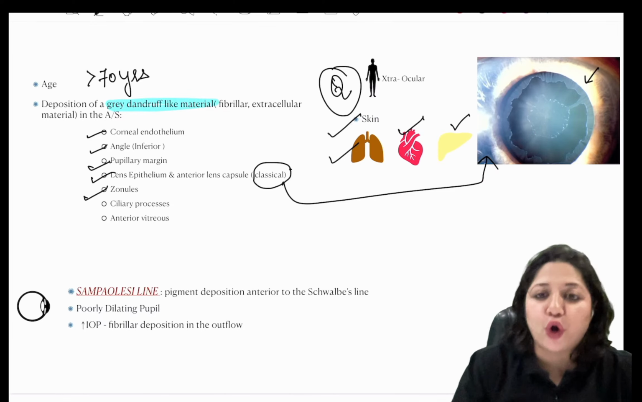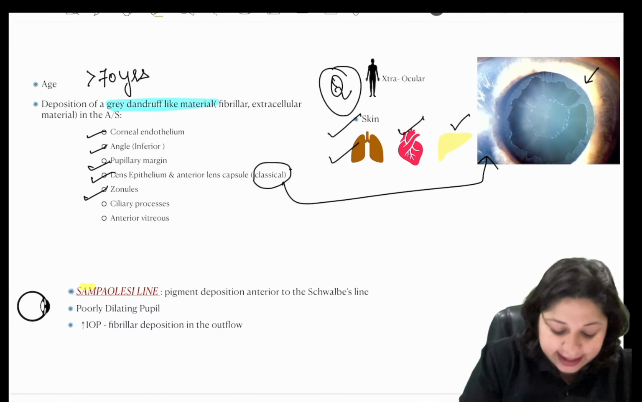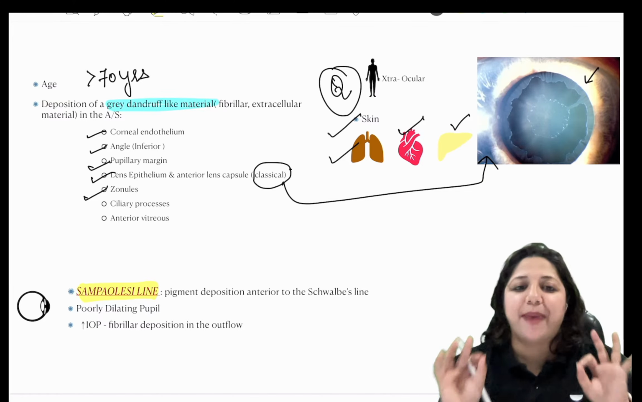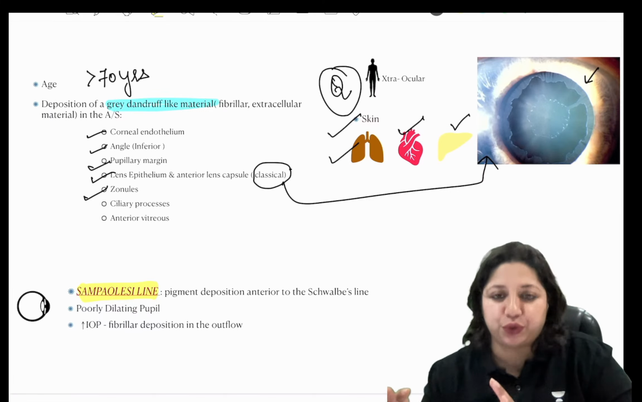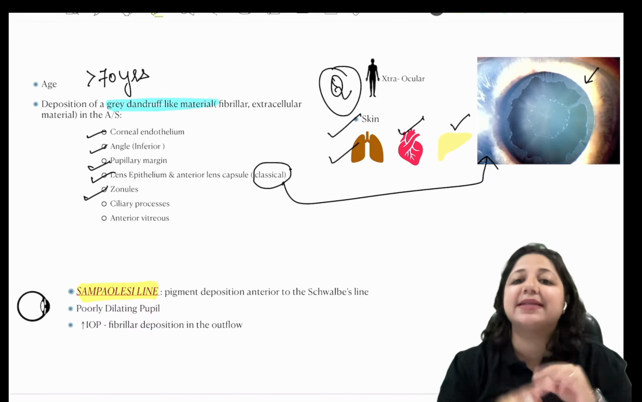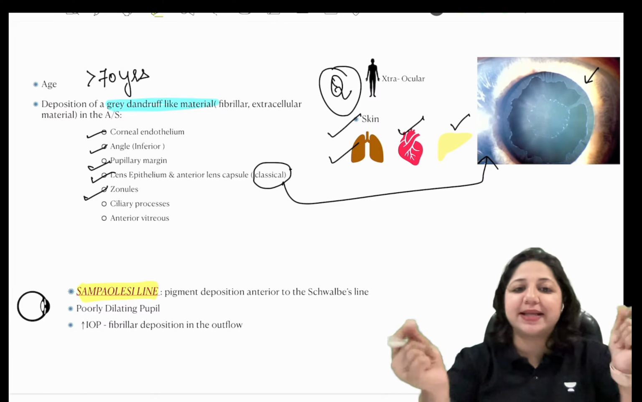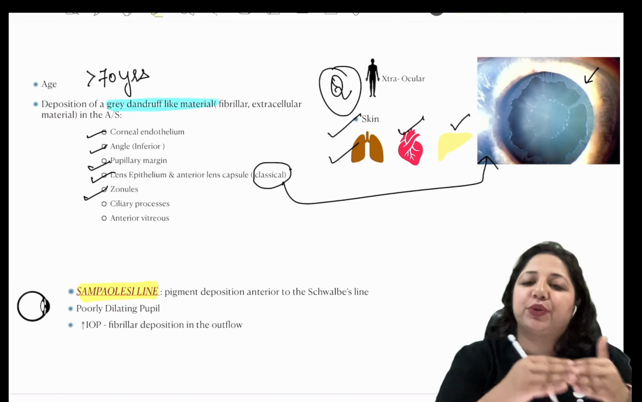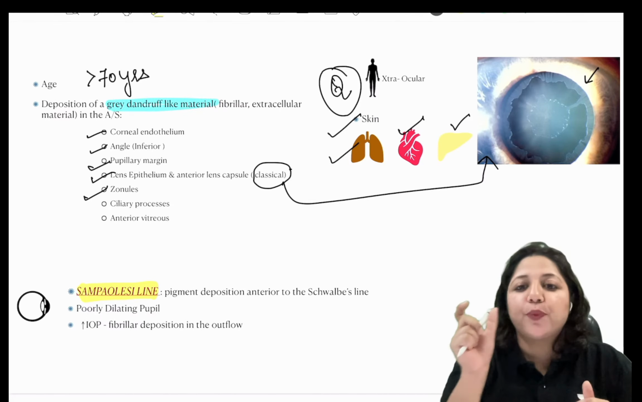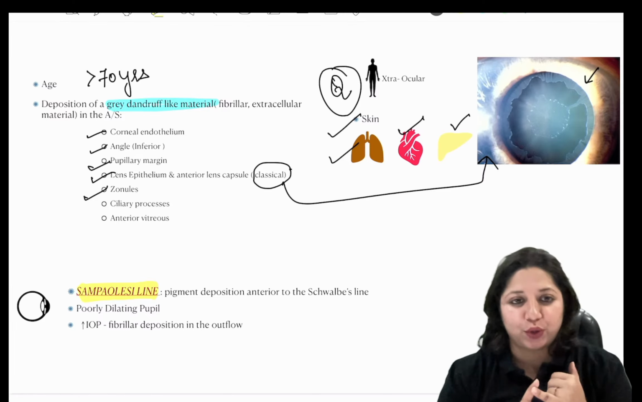And then what are the important ocular features? Sampaolesi's line. So Sampaolesi's line is one important plus. Please remember, it is not pathognomonic. It is not something which is so specific to pseudo exfoliation. So Sampaolesi's line is a finding but not pathognomonic, right? So what is Sampaolesi's line? It is pigment deposition which is anterior to the Schwalbe's line. So pigment deposition anterior to the Schwalbe's line is called Sampaolesi's line.